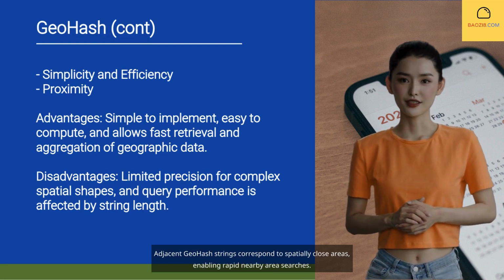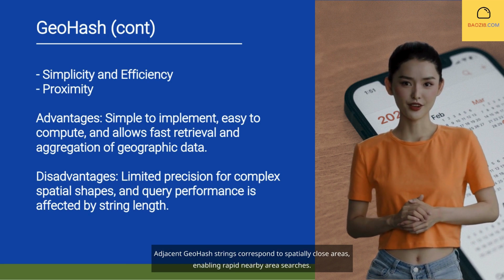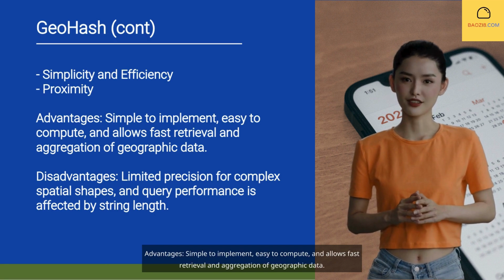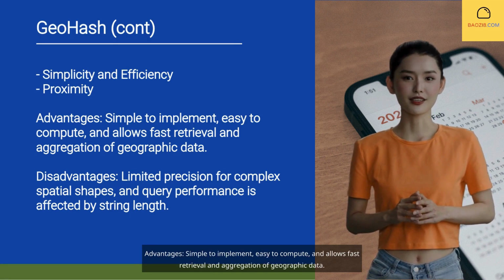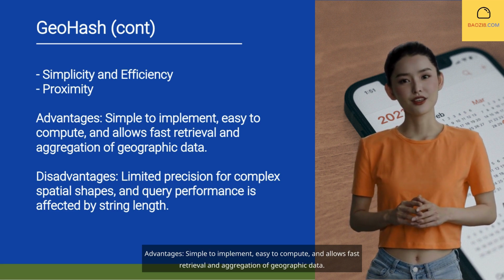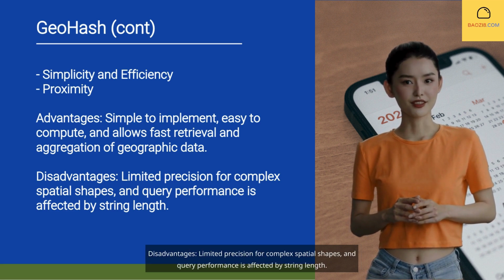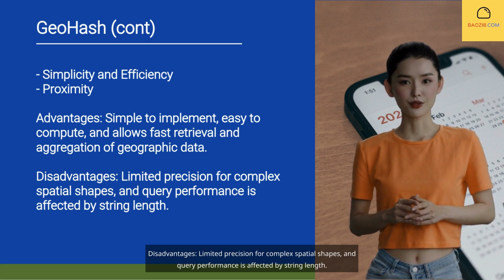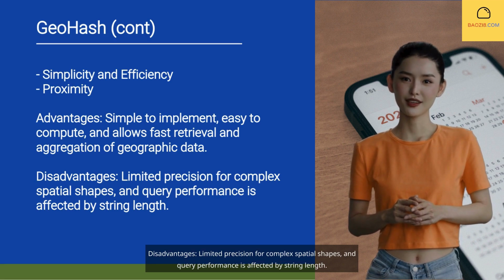Adjacent GeoHash strings correspond to spatially close areas, enabling rapid nearby area searches. Advantages: simple to implement, easy to compute, and allows fast retrieval and aggregation of geographic data. Disadvantages: limited precision for complex spatial shapes, and query performance is affected by string length.